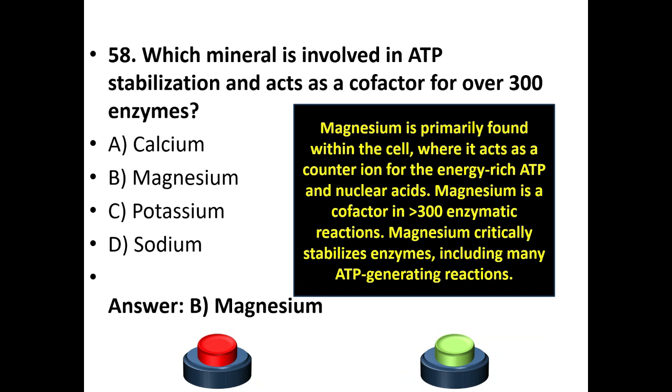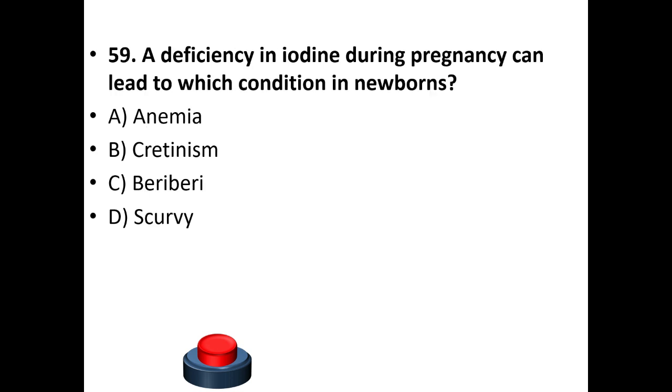Magnesium is primarily found within the cell, where it acts as a counter ion for the energy-rich ATP and nucleic acids. Magnesium is a cofactor in more than 300 enzymatic reactions. Magnesium critically stabilizes enzymes, including many ATP generating reactions.